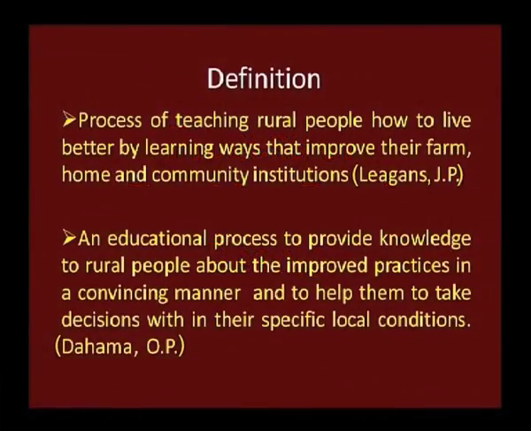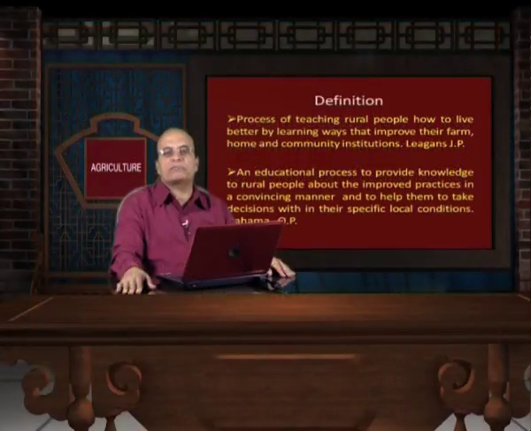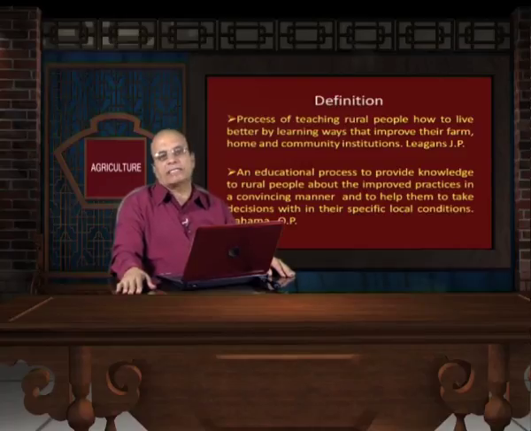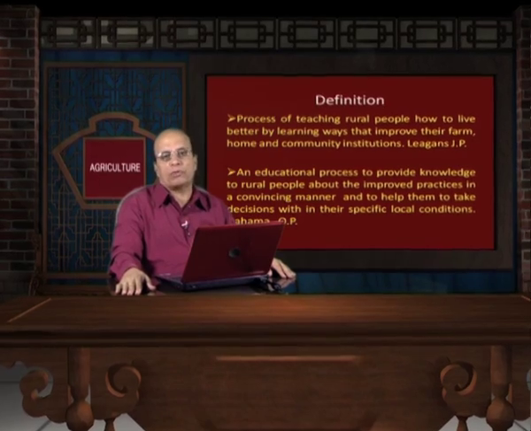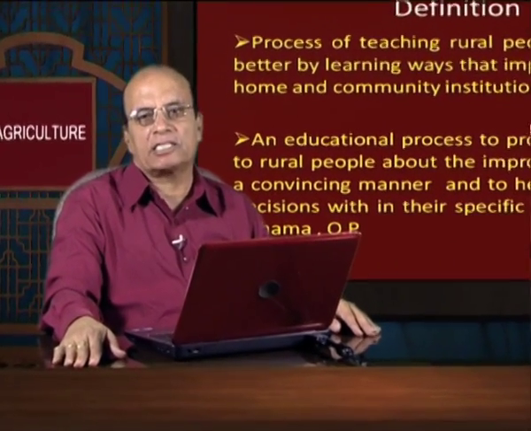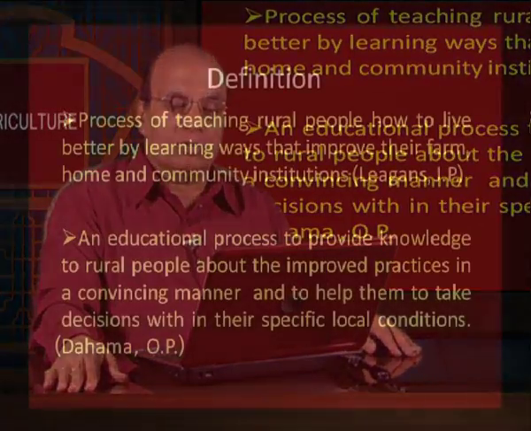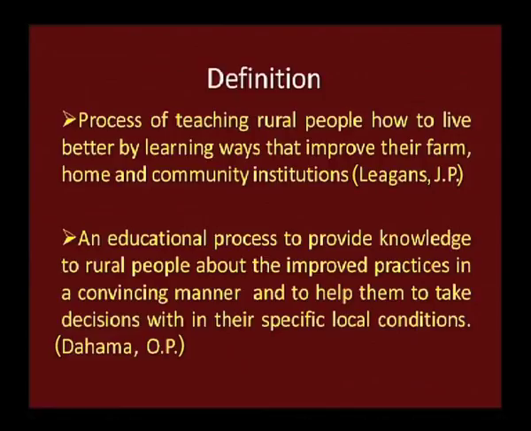It is the process of teaching rural people how to live better by learning ways that improve their farms, homes and community institutions. Ligon is a major veteran stalwart of extension education. According to him, we have to improve the living standards of the rural masses by transferring knowledge to the people, changing their attitudes and skills, and providing government programs so that their economic status can be enhanced by many means. The education process also provides knowledge to rural people about improved practices in a convincing manner.